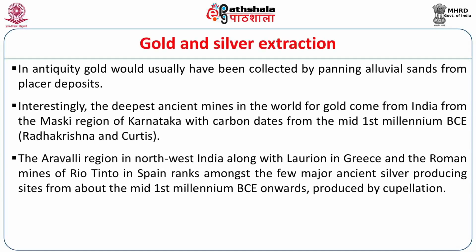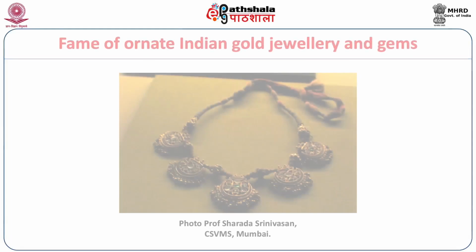The Aravalli region in northwest India is also one of the very early major silver producing regions from about the 1st millennium BCE, along with other sites such as Lavrion in Greece and the Roman mines of Rio Tinto in Spain. And silver is also extracted by the process of cupellation in earlier times.